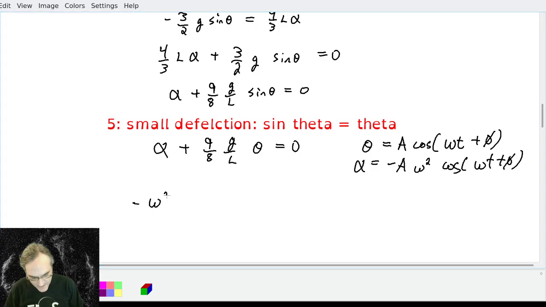And in the end, that lets us find our omega, because the a and the cosine omega t will cancel out once we plug in.